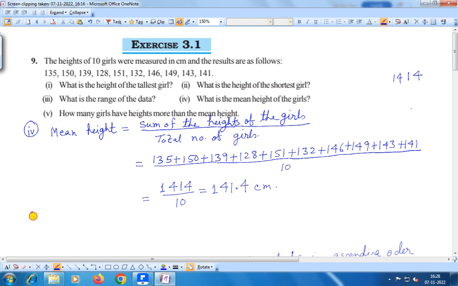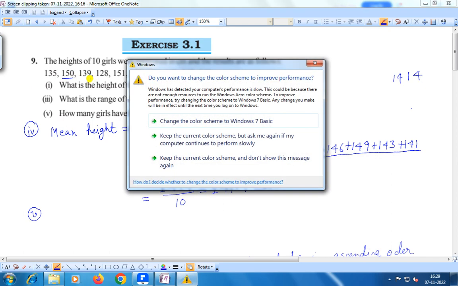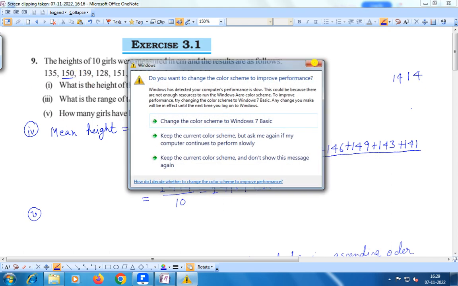Now, question number 5 is, how many girls have heights more than the mean height? More than 141.4. That is 150.